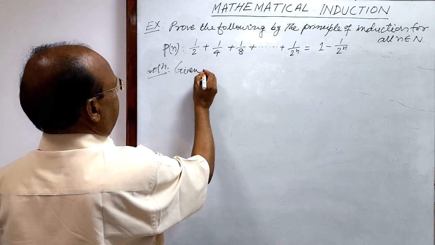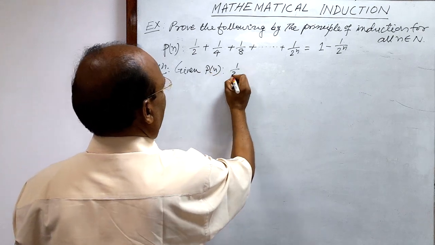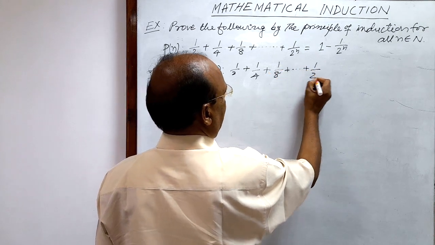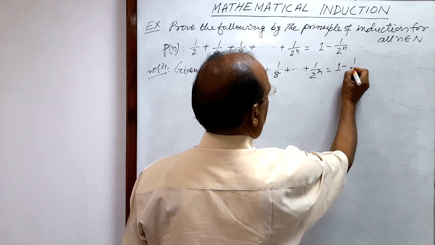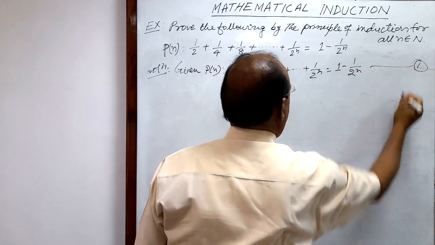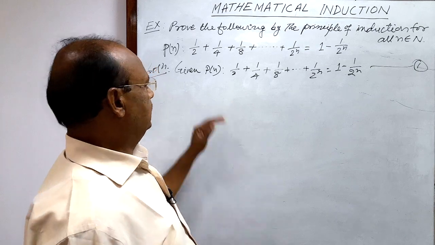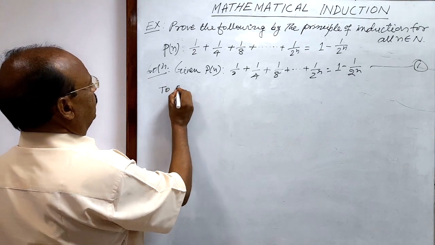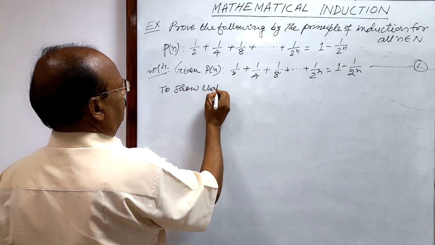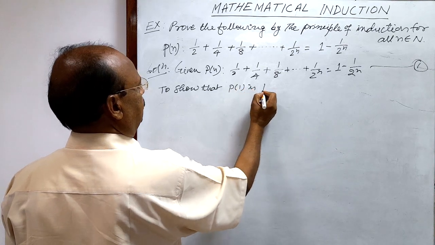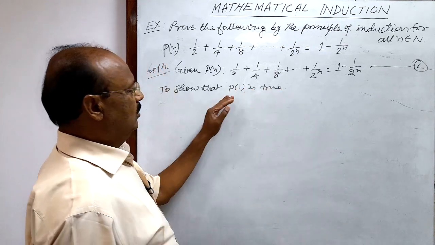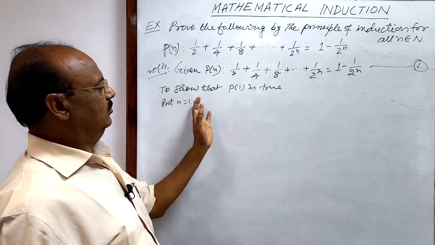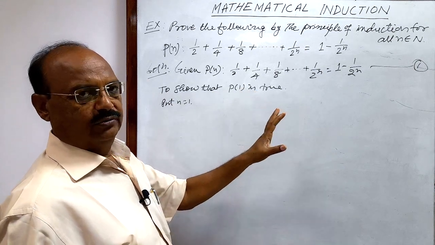The given statement is 1/2 + 1/4 + 1/8 up to 1/2^n, and this is equal to 1 minus 1/2^n. Let us call it relation number 1. This is the given statement. Now the first step, we have to show that P1 is true. That is, whenever we put n is equal to 1, we will get P1, and that will be true. We have to show it.